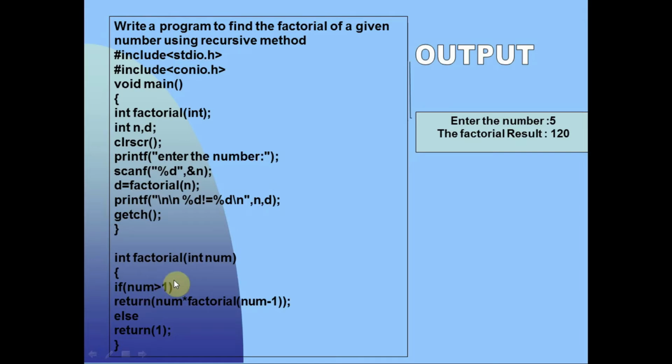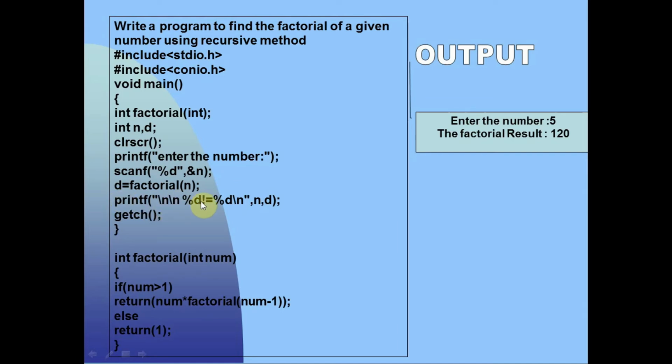If the value is greater than 1, it returns by calling the same function again and again. For example, 5 into factorial of number minus 1. If we are getting the input 5, that is 5 minus 1, so 5 into factorial of 5 minus 1. So 5 into 4, then again 4 minus 1, 3, 2, 1. Then the final output is stored into the variable d.